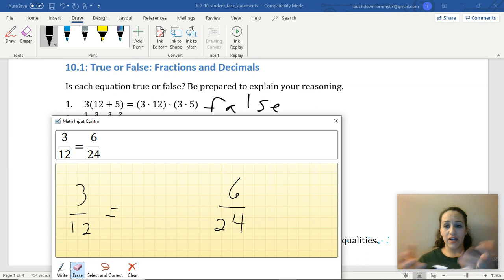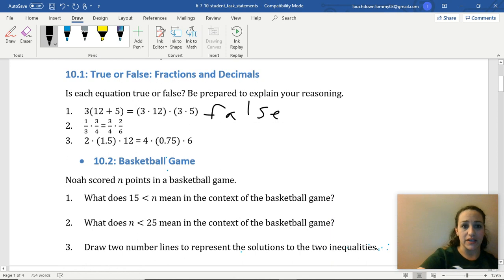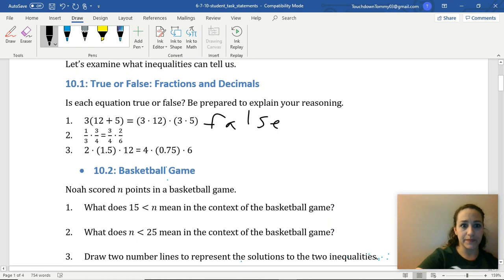to one another. They would weigh the same amount if you sliced one pizza into 12ths and ate 3 slices, and a different pizza into 24ths and ate 6 pieces. You'd be eating the same amount of pizza. You would have the same value there. So this one, although it doesn't look identical, is in fact balanced or true.